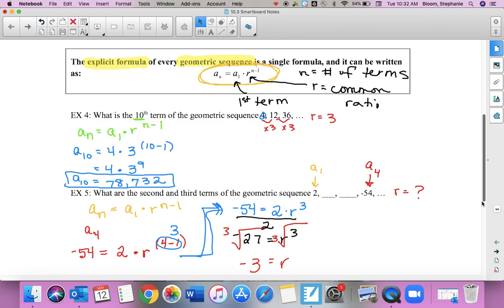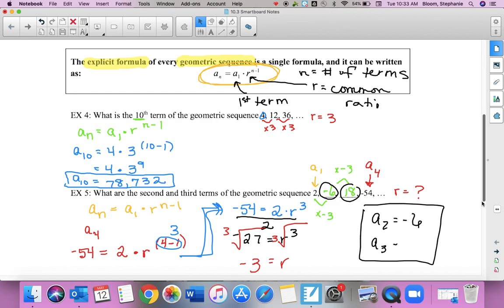So now I can go back up here. R would be multiplying by negative 3. So this term would be negative 6 multiplied by negative 3, and this term would be 18. And so there are my two answers. My second term is negative 6, and my third term is positive 18. And they're my answers.